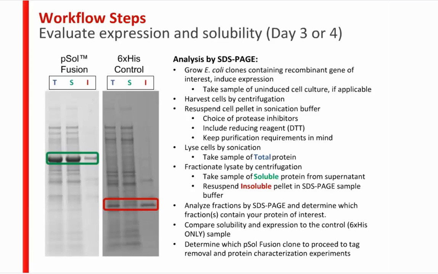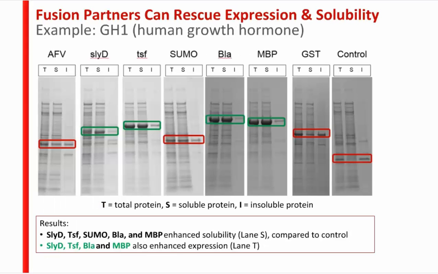So let's go through a couple of examples of data. And in the first example, we're looking at GH1, which is human growth hormone, and it was expressed with all 7 targets plus the control. And the expression levels and solubility levels were evaluated just as I showed you. And they're all different molecular weights, again, because the tags are different sizes. So here is a 6-his baseline control. And in all of the cases highlighted in green, these tags were able to assist with both expression and solubility levels.